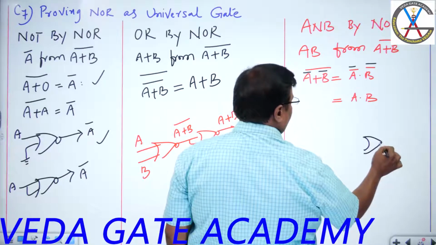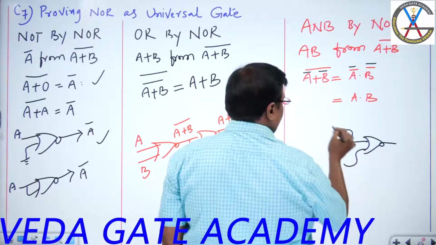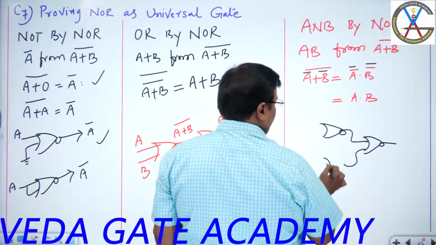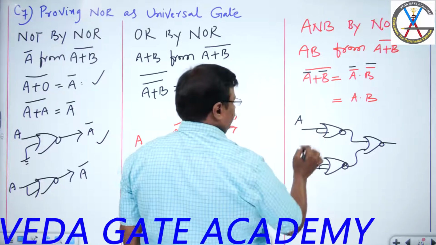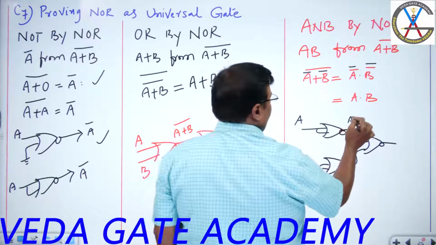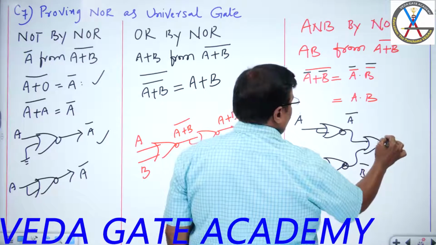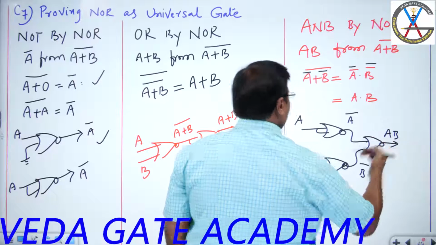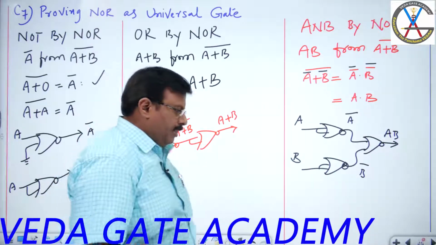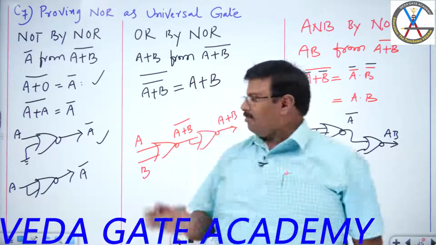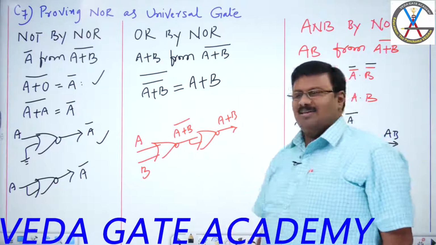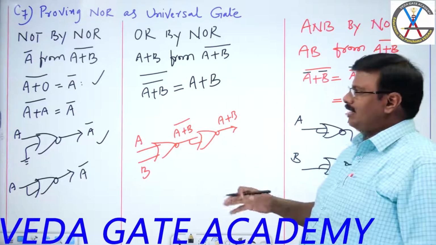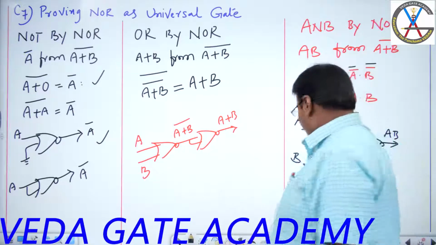Here is NOR. Inversion to A, inversion to B. Joining both and joining both. A here, B here. A bar, B bar and AB. How many gates are used? 3. How many for NOT? 1. How many for OR? 2. How many for AND? 3. Let me see the most important point again, exclusive OR and exclusive NOR operation.